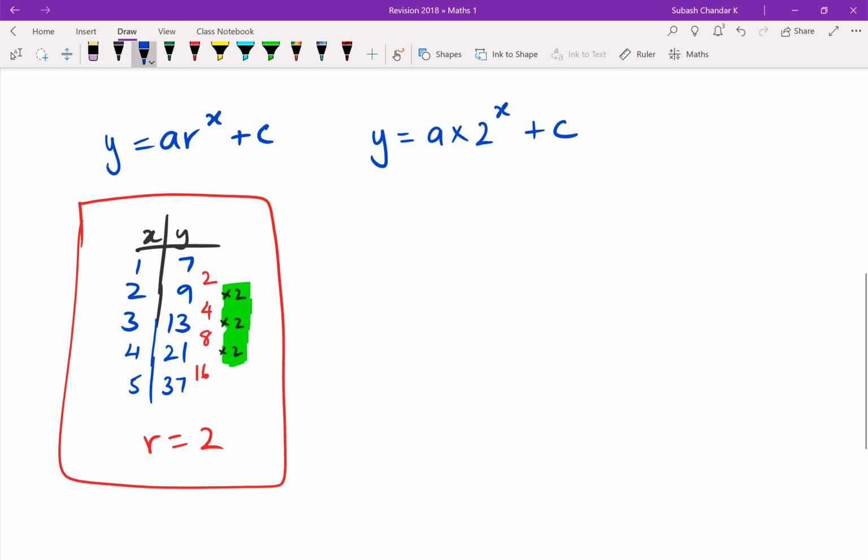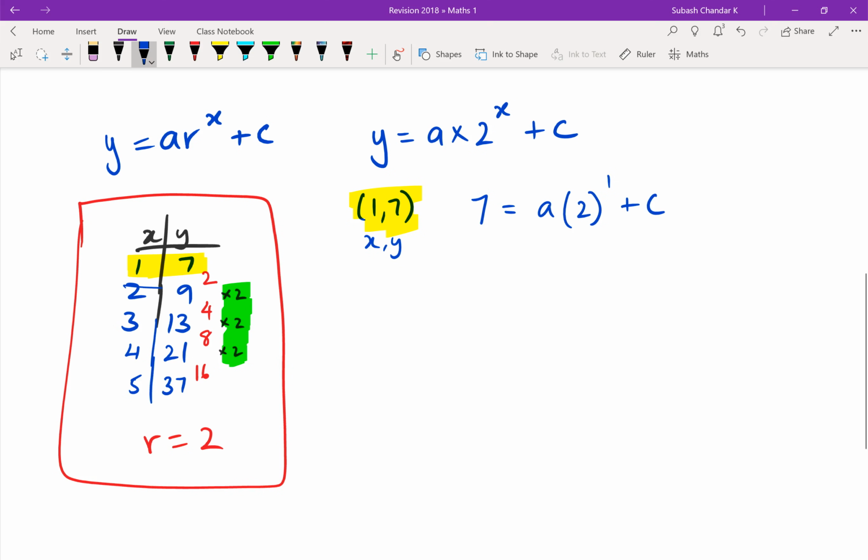Now, the next step is to take a couple of these points and substitute them in to create simultaneous equations. I'm going to first take 1, 7, and substitute 1, 7 where x and y are. So this equation is going to look like this: 7 equals a times 2 to the power of 1 plus c.